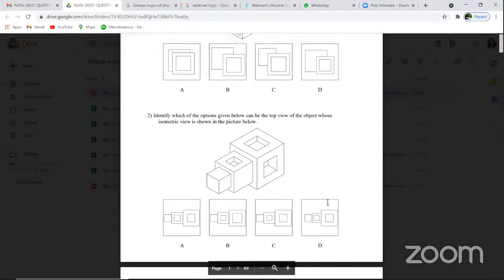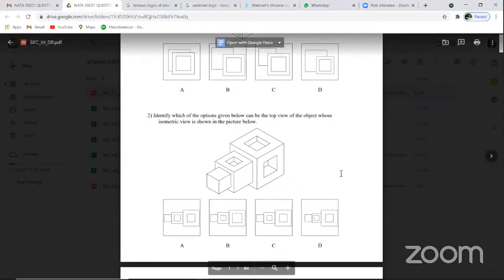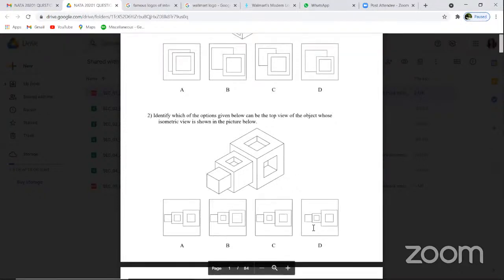Anybody who didn't get it? Anybody who didn't understand why it's not C, why it is C? Understood, ma'am.